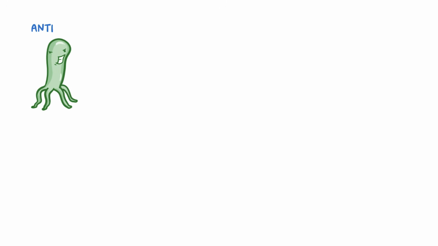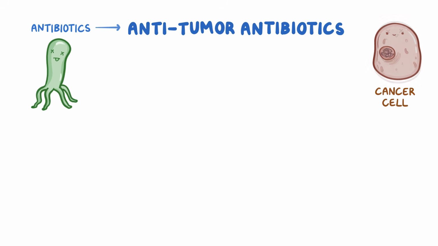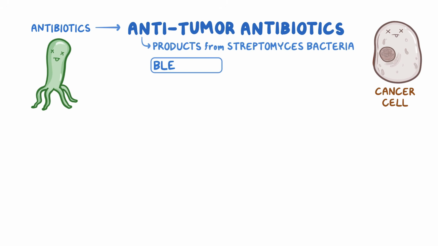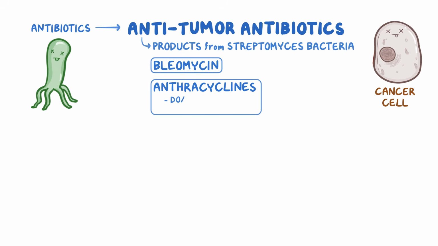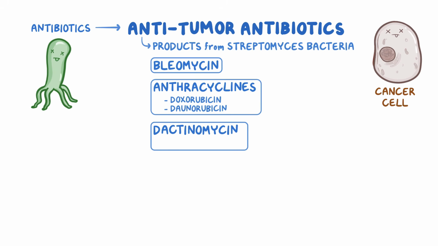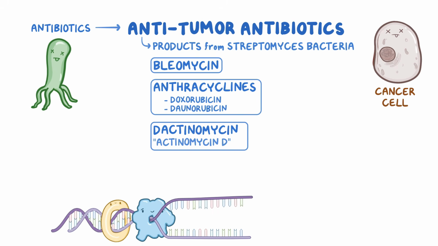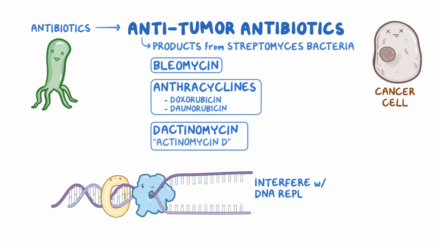Alright, so we know that antibiotics kill microbes, but a certain class of antibiotics called anti-tumor antibiotics can kill cancer too. Anti-tumor antibiotics include products that are produced from Streptomyces bacteria, like Bleomycin, anthracyclines like doxorubicin and daunorubicin, and Dactinomycin, also called actinomycin D. These medications interfere with DNA replication and often damage the DNA itself, leading to cell death. Most of them are cell cycle non-specific.